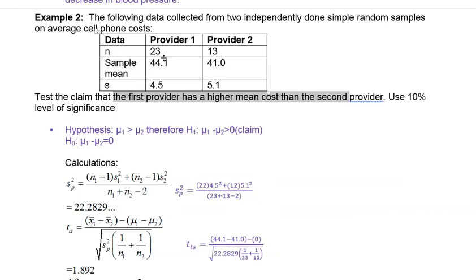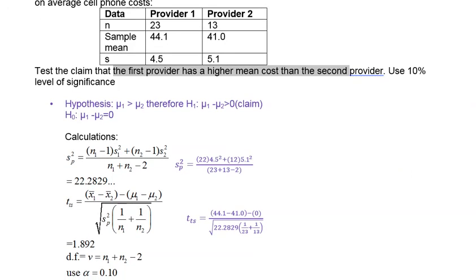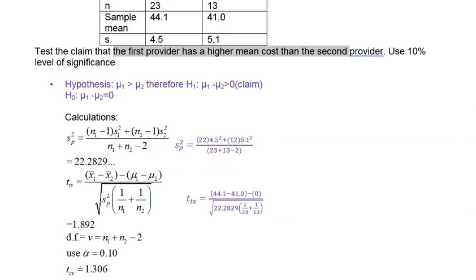To find our critical value, we're going to need these two sample sizes. So 23 plus 13 gives us 36 minus 2. We're going to have our degrees of freedom is 34. Alpha is 0.1, and again that's one-tailed, so be careful. It's our first column. So our t is 1.306. So if we look at this right-tailed test, 1.892 is definitely in the critical region, it's bigger than 1.306. So we can reject the null hypothesis.